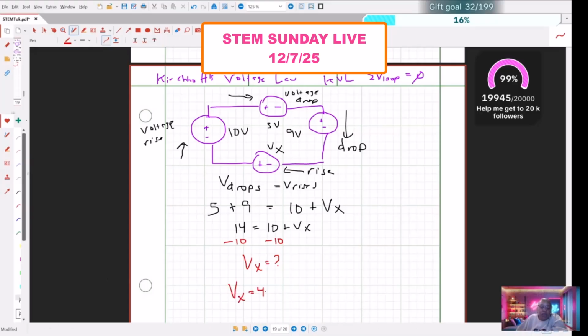What does Vx equal? Onyx, Stephanie. 4 volts. Very good. 4 volts. Gorgeous. Okay, let's try to do some more because we just started.